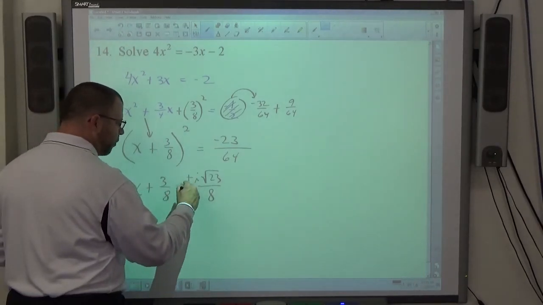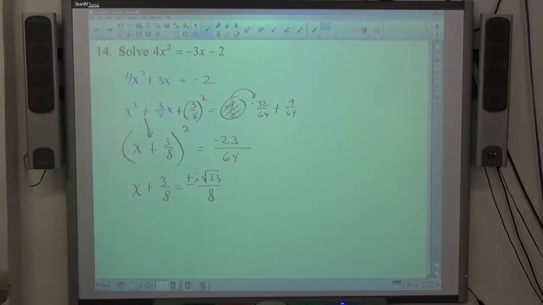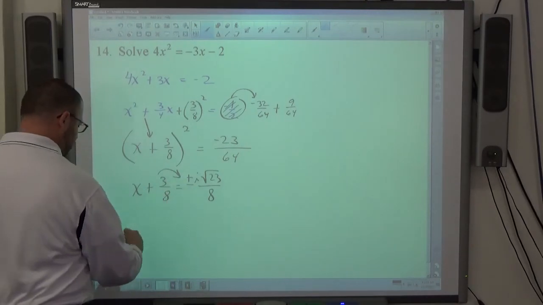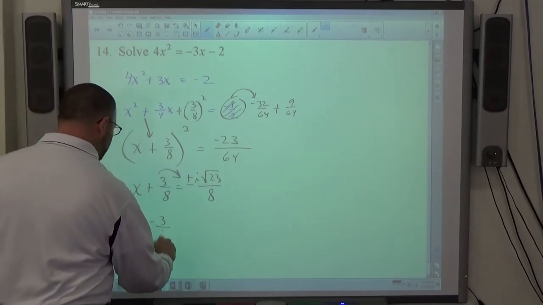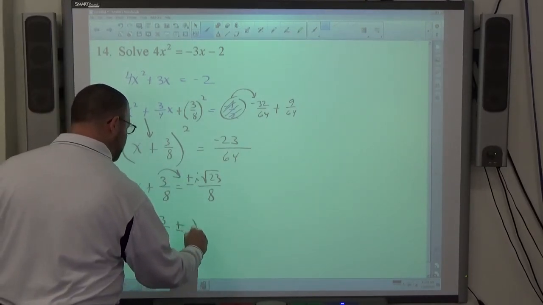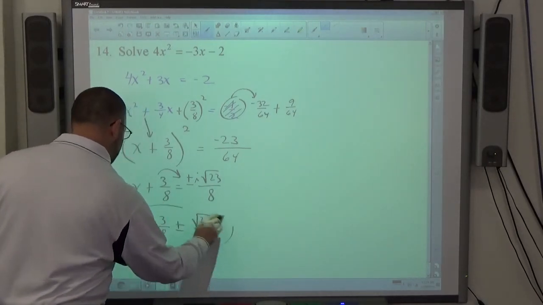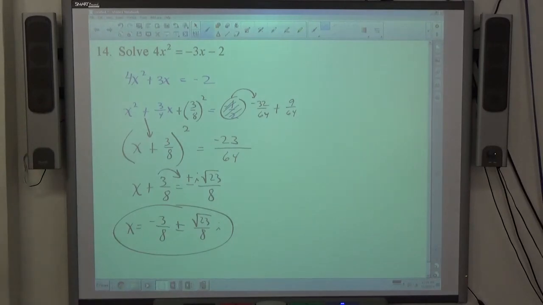And it's plus or minus that object. The square root on the right-hand side is where the plus or minus goes. And then we just throw the 3/8 over to the other side, change its sign, but put it in front of the plus minus sign. So -3/8 goes in front of the plus minus sign. The square root of 23 over 8 times i goes after it. So there's your answer.